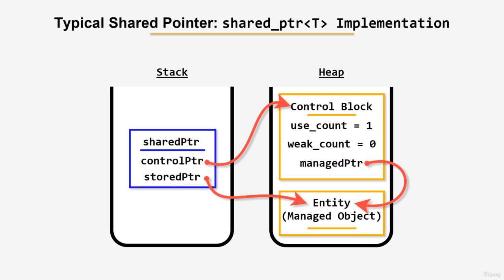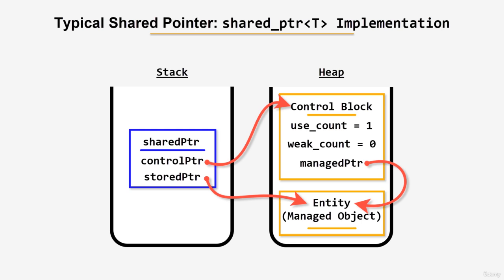We also have a weak count variable. The use count or reference count again is going to keep track of the number of shared pointers that own the managed object, and the weak count variable is going to keep track of the number of weak pointers that refer to the managed object. Then it also has some pointer, I'll just call that managed pointer, which is going to point to the object on the heap that the shared pointer manages or owns.